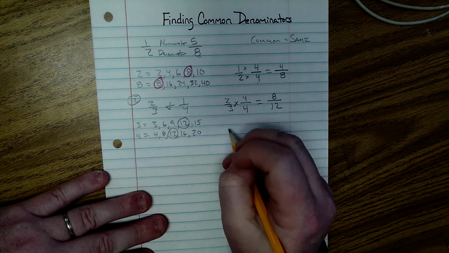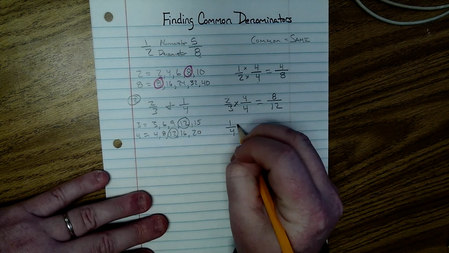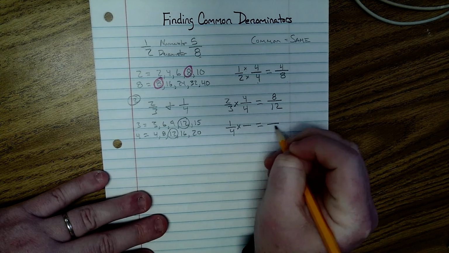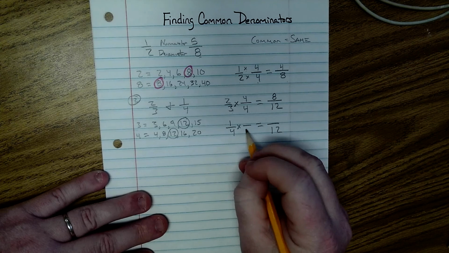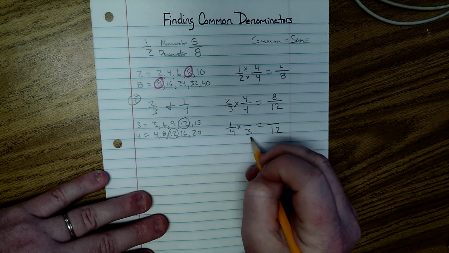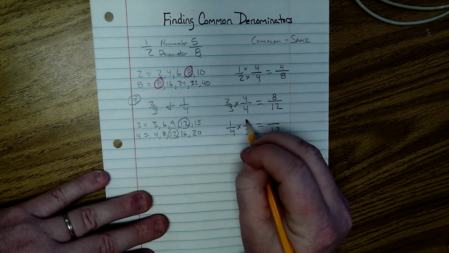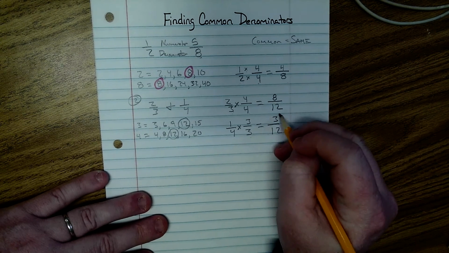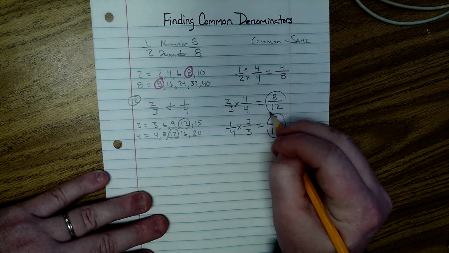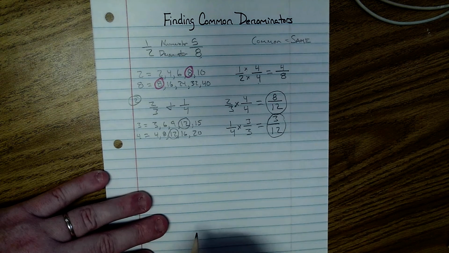Then the next number, I have 1/4. So 1/4 times blank equals 12. 4 times what equals 12? Well, it's just reverse from the other. So 3. Whatever I do to the bottom, I do to the top. 1 times 3 is 3. So I get 8/12 and 3/12. Now my denominators are common.